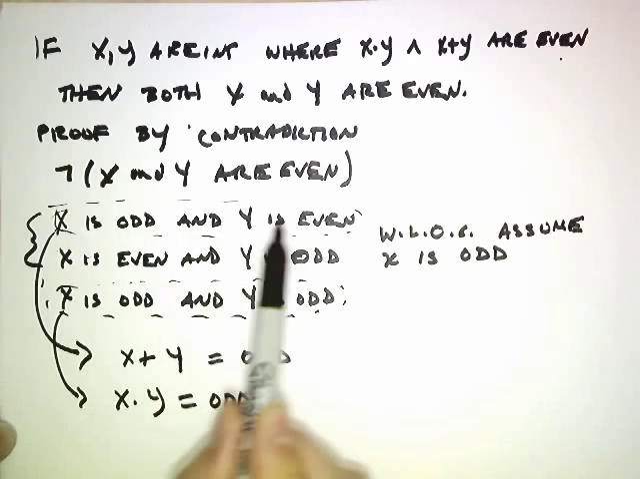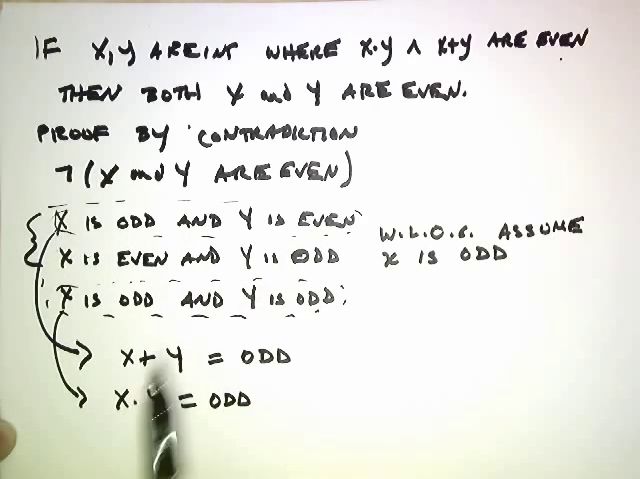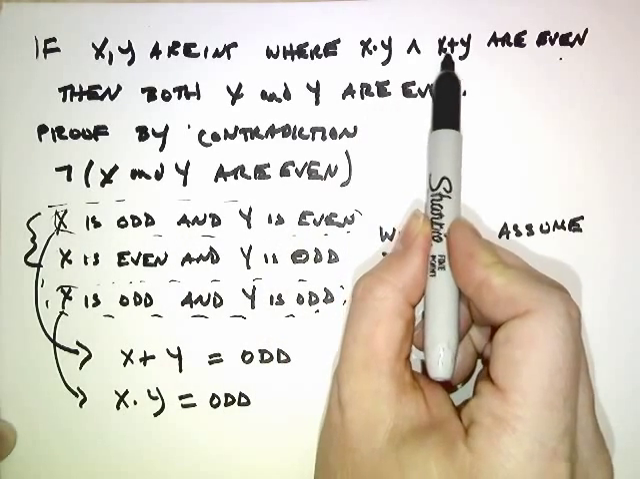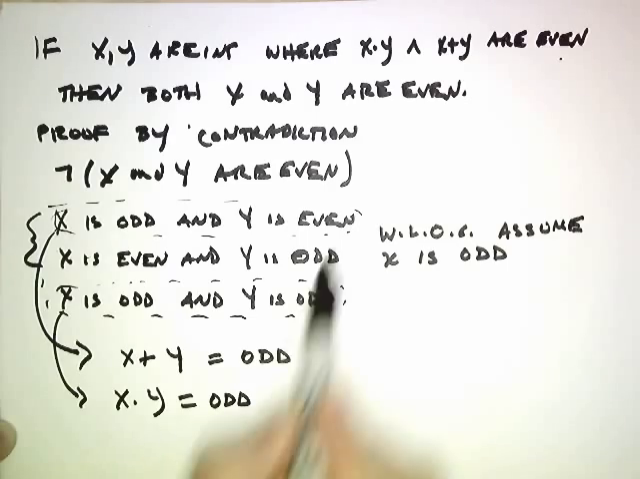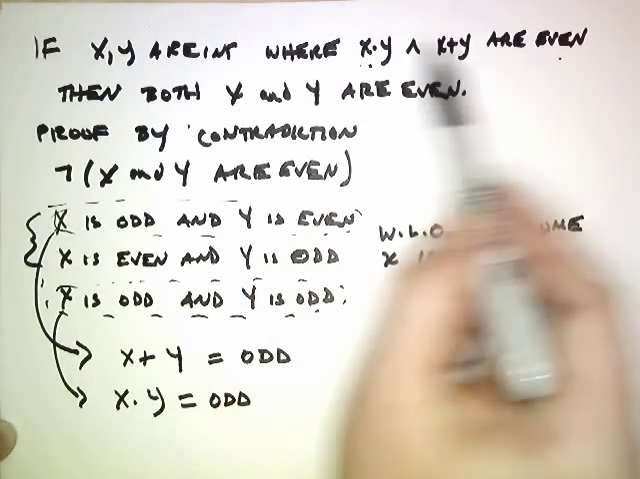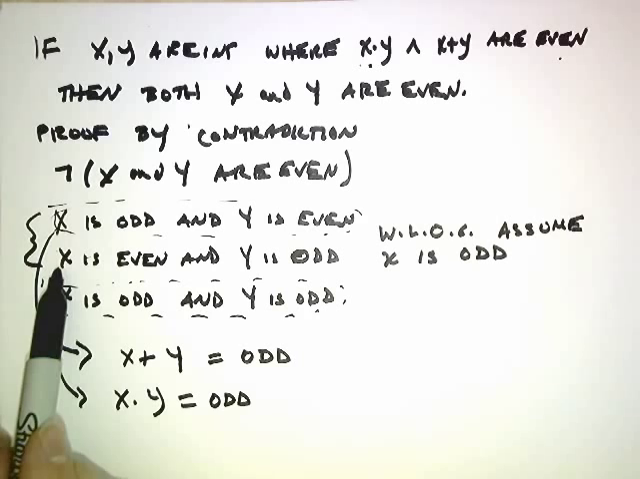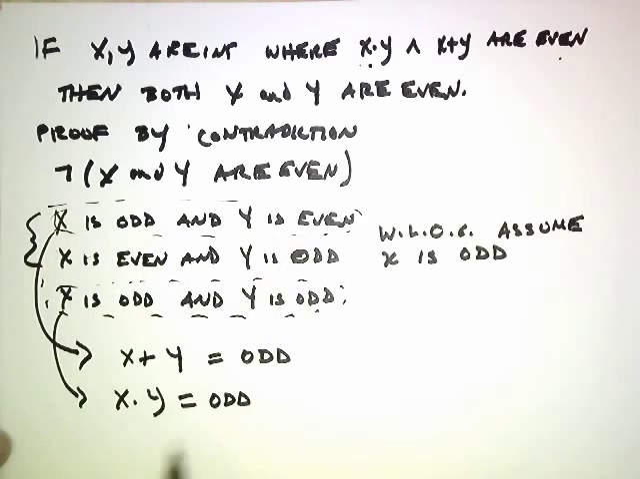So again, in this case, where x is odd and y is even, we contradicted the fact that we assumed that x plus y was even. And in this case, x is odd and y is odd, we get x times y is odd. That contradicts the fact that x times y we assumed was even. Now, again, we left out this case here, but it's because it's identical to this case. So we were able to assume without loss of generality that x was always odd. And this completes the proof.